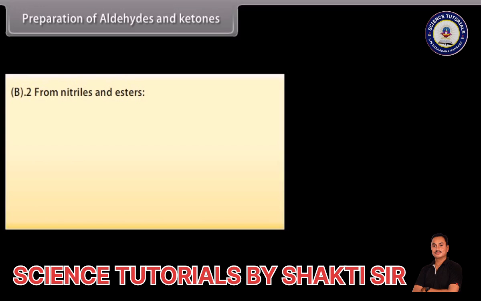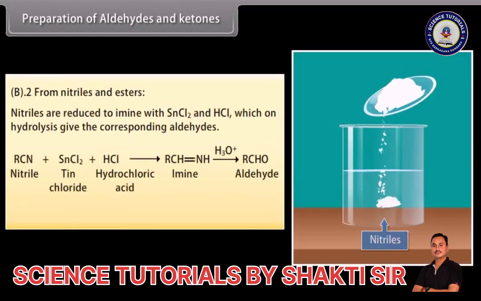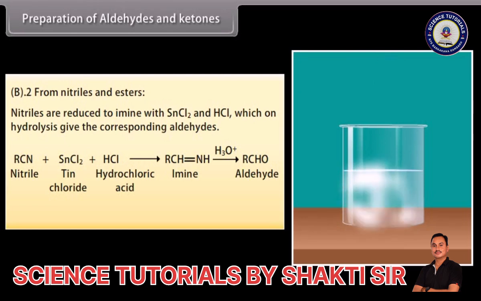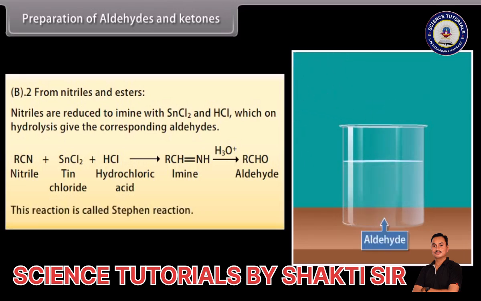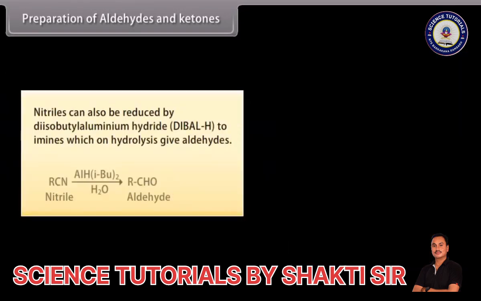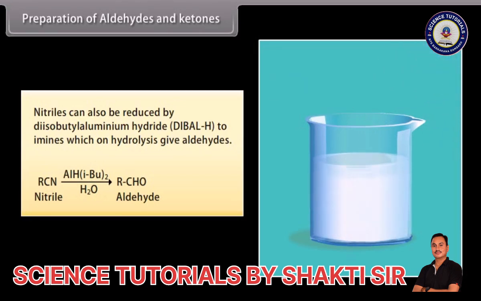From nitriles and esters. Nitriles are reduced to imine with tin chloride and hydrochloric acid, which on hydrolysis give the corresponding aldehydes. This reaction is called Stephen reaction. Nitriles can also be reduced by diisobutyl aluminium hydride to imine, which on hydrolysis give aldehydes.